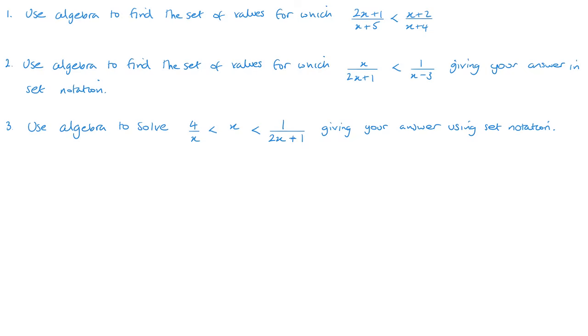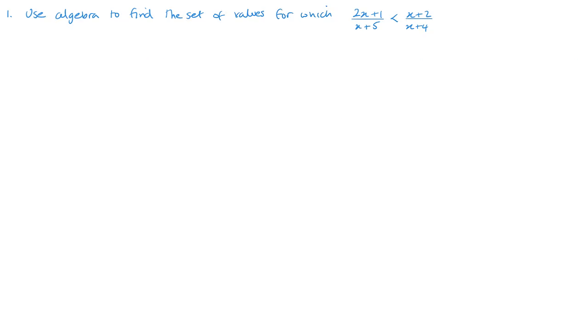Welcome back. Let's have a look at the solutions. So for this one, we need to multiply by x plus 5 squared and x plus 4 squared. So I will be left with x plus 5, x plus 4 squared, 2x plus 1. Just jump into this step. x plus 2 times x plus 4 times x plus 5 squared. I'm going to take everything to the left. You can take it to the right. You'll get the same solutions in the end.